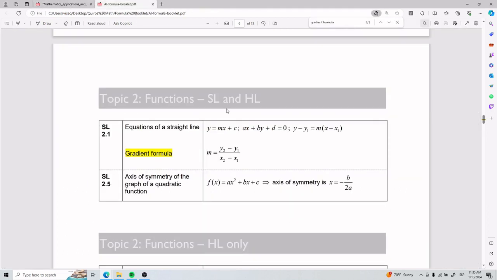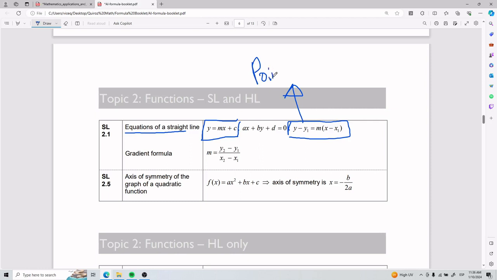Let me just double check. So here it says, equations of a straight line, right on top, see? There are 3 ways to write the equations of a straight line. You have the first one that I showed you, okay? You have this one in the middle, which is kind of weird. They usually ask for the answer in this form. And you have this last one. Okay, this one is the most useful, in my opinion. This is what they call point slope form.